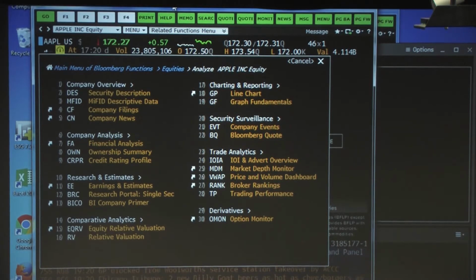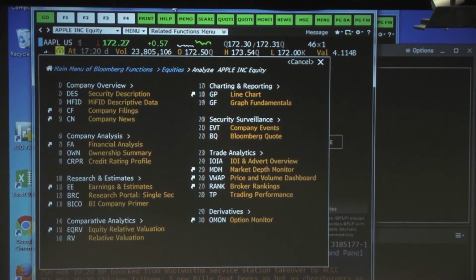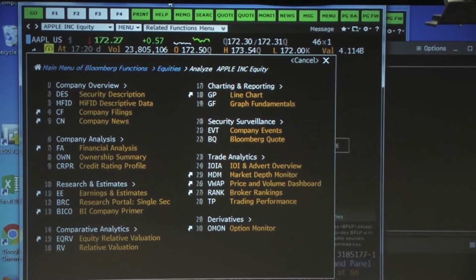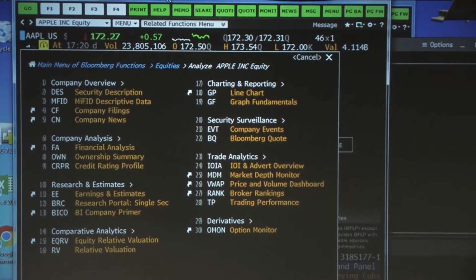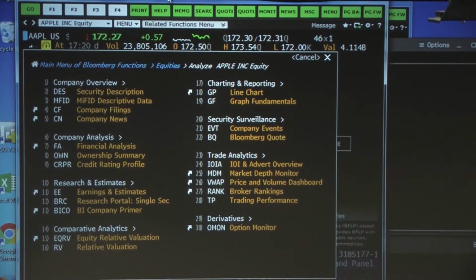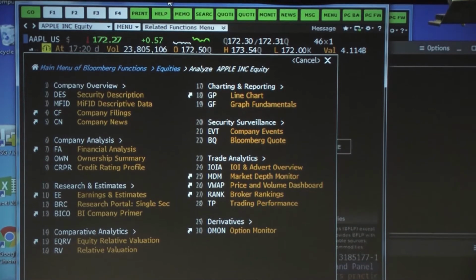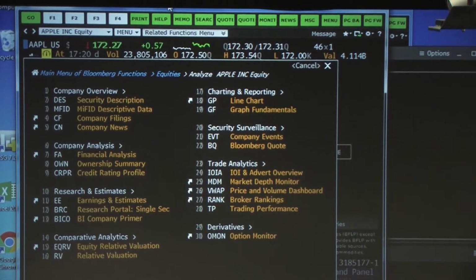So we have the Apple stock, the ticker. We have the price. We have the change on the day, so it went up by 57 cents. We have the 2-day chart. You can see yesterday it was lower than today, and it's gone up 57 cents. That's why everything is green. And then we see the bid-ask spread.